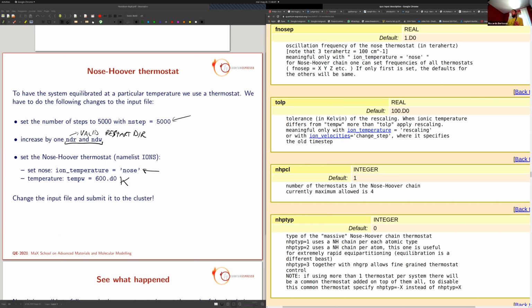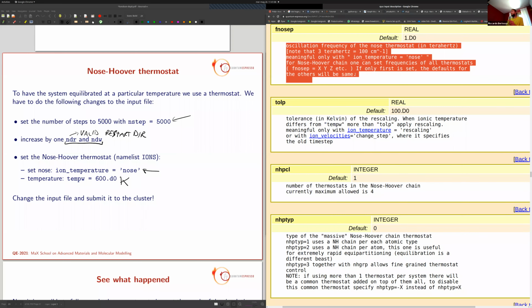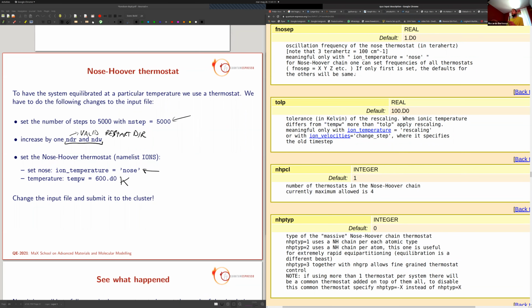And also this is the number of chains in the Nosé-Hoover thermostat. It is a very technical thing. Just know that they exist. So if it is difficult to equilibrate your system at a given temperature, you can try to change this parameter and see what happens. Usually you can choose it so that it overlaps more or less with some peaks in the vibrational spectrum of your ionic system.